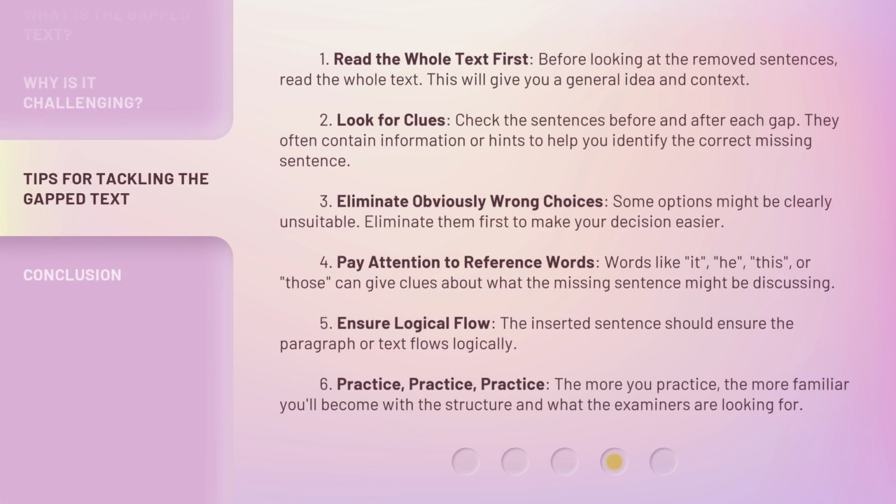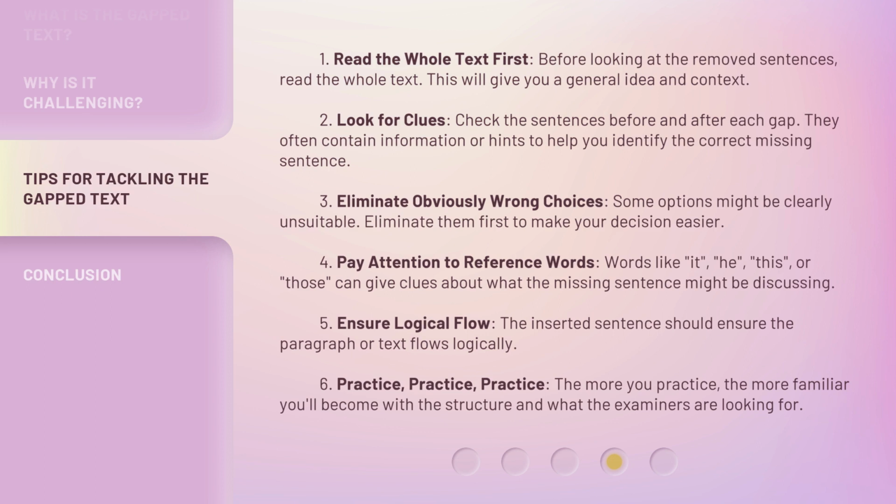1. Read the whole text first. Before looking at the removed sentences, read the whole text. This will give you a general idea and context. 2. Look for clues. Check the sentences before and after each gap. They often contain information or hints to help you identify the correct missing sentence.